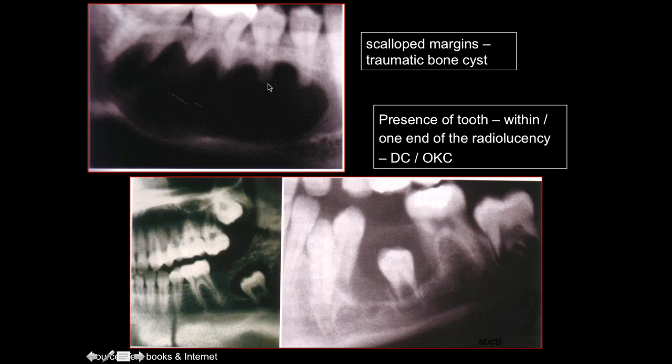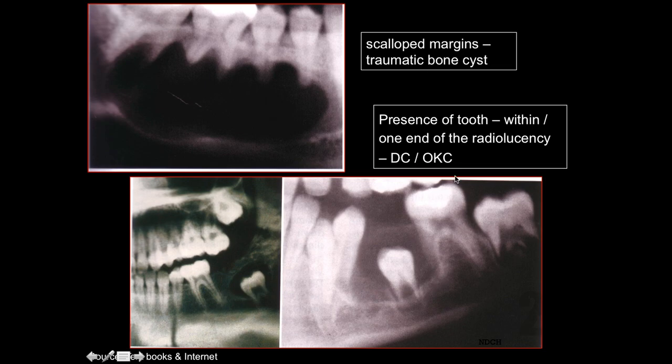But at times you find differences, they manifest in varying ways. Like in the traumatic bone cyst, you usually find scalloped margins. In case of a dentigerous cyst, invariably you will find the radiolucency around the crown of the impacted tooth, as you see in the radiographs over here.